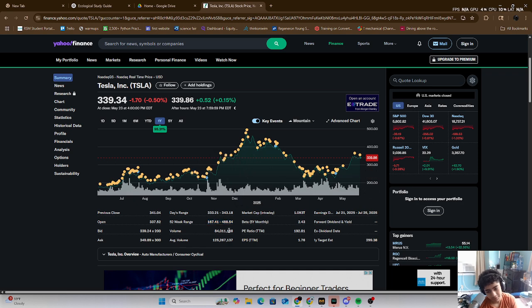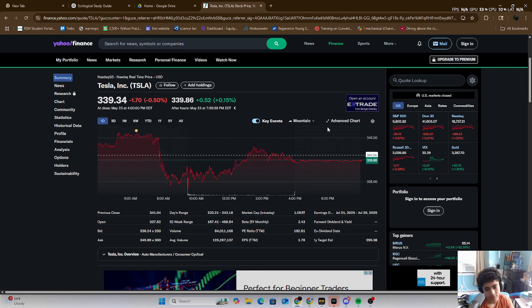Volume is basically how many people traded the stock today or Friday, and then average volume is how many people on average trade the stock. So as you can see, the volume is lower than its average volume. That typically means that the stock price would go down because not many people are trading it. Market cap shows how many dollars Tesla is worth if you multiply 339.34 times the amount of shares that Tesla currently has.